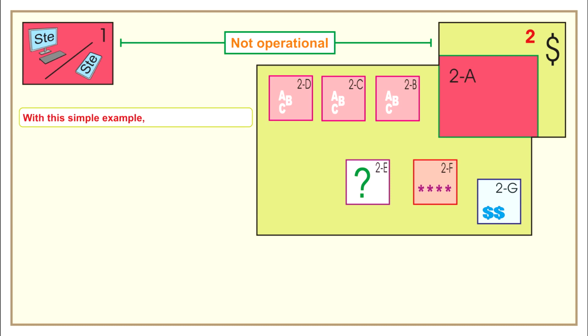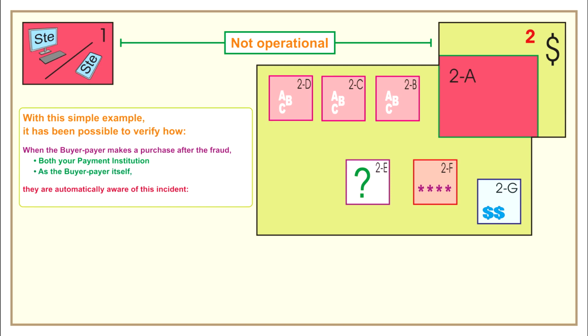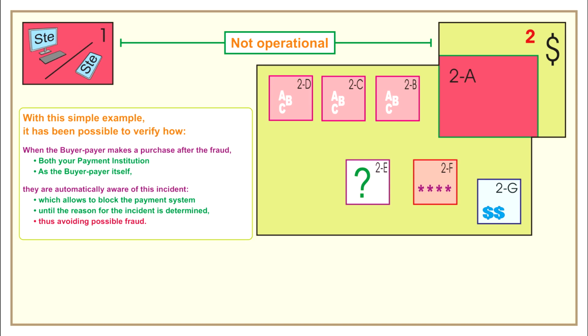With this simple example, it has been possible to verify how, when the buyer-payer makes a purchase after the fraud, both the payment institution and the buyer-payer themselves are automatically aware of this incident, which allows blocking the payment system until the reason for the incident is determined, thus avoiding possible fraud.